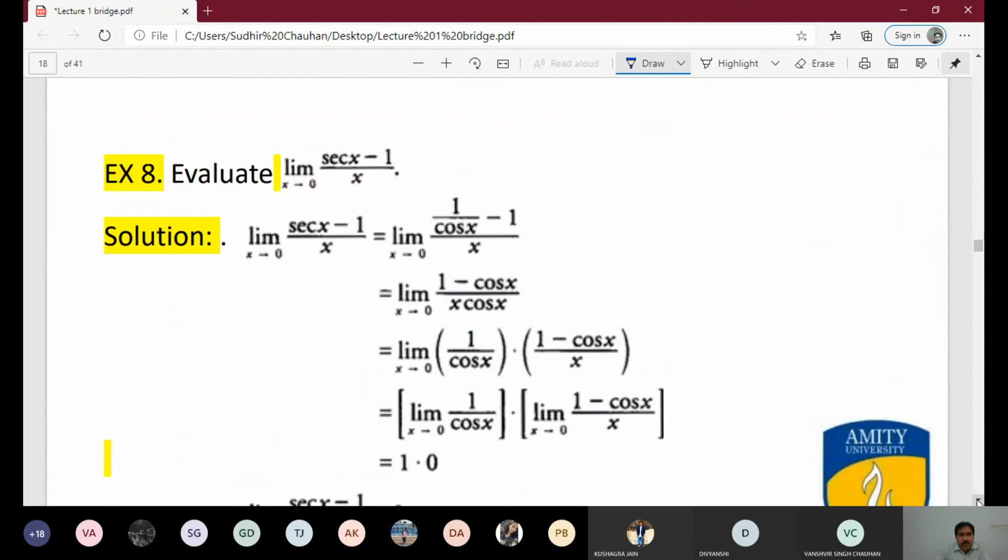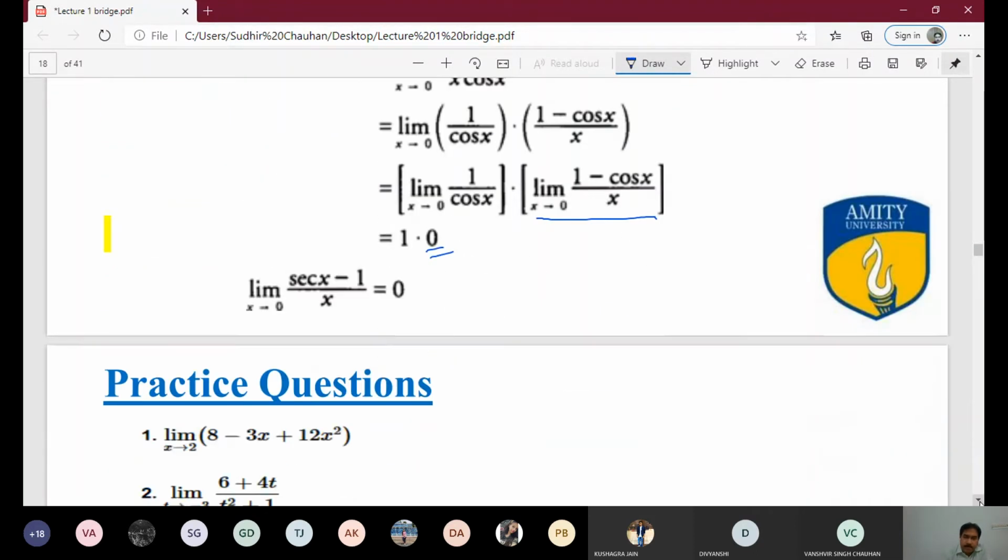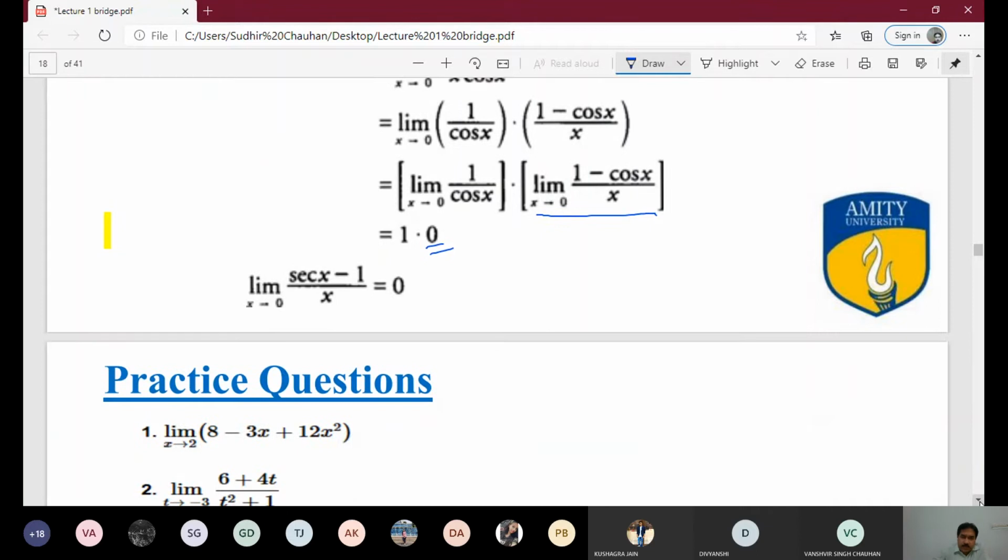Now similarly, we have this question: limit x tends to 0, (sec x minus 1) upon x. We can put sec x as 1 by cos x, so it is (1 minus cos x) upon x. Now we can separate this cos x, as we know that limit x tends to 0, (1 minus cos x) upon x has a direct formula that is equal to 0. So its value is equal to 0. So that is the answer.